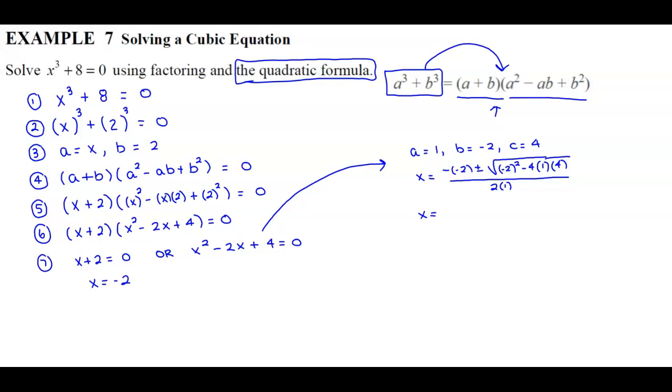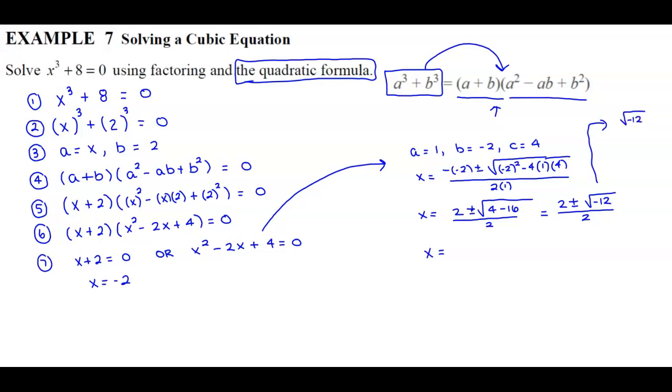So let's simplify this even more. A negative times a negative is going to give us a positive 2, plus or minus the square root of negative 2 squared, which is 4, minus 4 times 1 times 4, which gives us 16, and then 2 times 1 is going to give us 2. Now let's simplify this. So we have 2 plus or minus the square root of 4 minus 16, which is negative 12, and then we're going to divide that by 2.